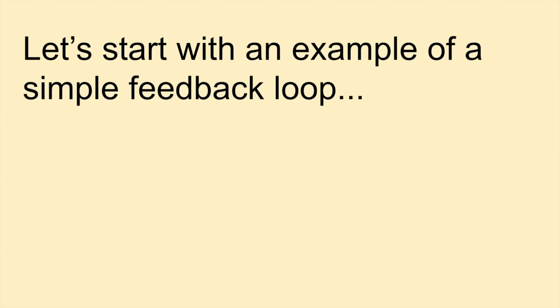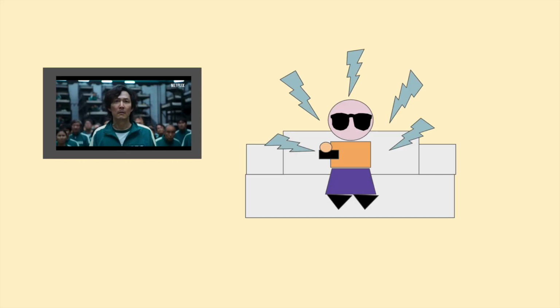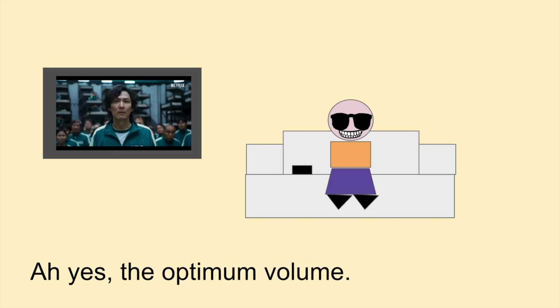Let's start with a simple example of a feedback loop. Picture this. You're sitting in your favorite chair watching a good show. It's been a busy week and you're ready to relax to some graphic murders of people in jumpsuits. All of a sudden, an action scene comes on and it is incredibly loud. It's painfully loud to the point where you reach for the remote to turn it down. Yes, the optimum volume.